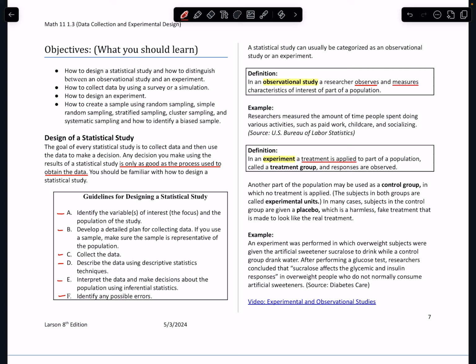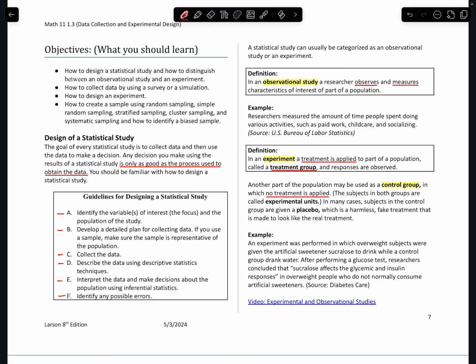Okay, we're going to apply that treatment to a part of the population known as a treatment group. And then we're going to observe the responses. Okay, so we are actually affecting what the people are doing or what the plants are doing or whatever it is that we're trying to observe. So it says another part of the population may be used as a control group in which no treatment is applied. Okay, we are the ones controlling them. We are not giving them a treatment. And it says the subjects in both groups are called experimental units.